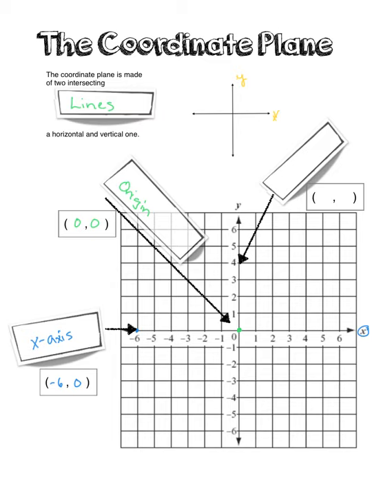Now, I want you to pay attention. Look at the x-axis. Everything to the right of 0, I'm going to put a little blue arrow there, is positive. Everything to the left of 0 is negative, just like on the number lines.